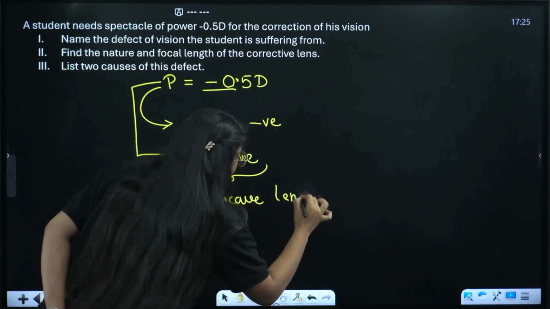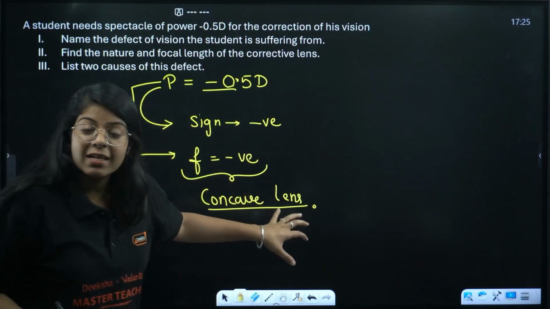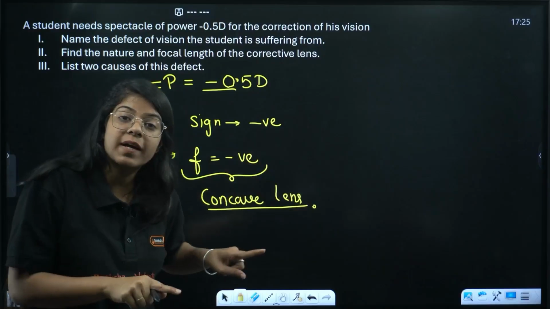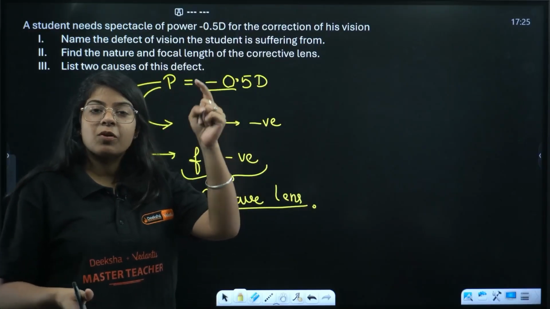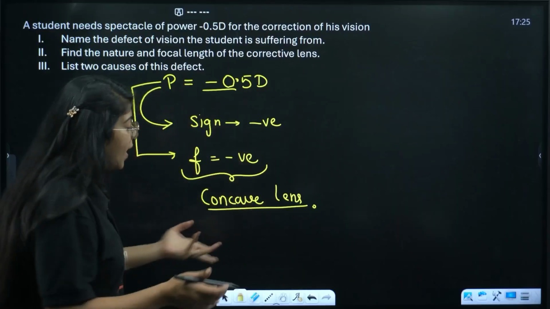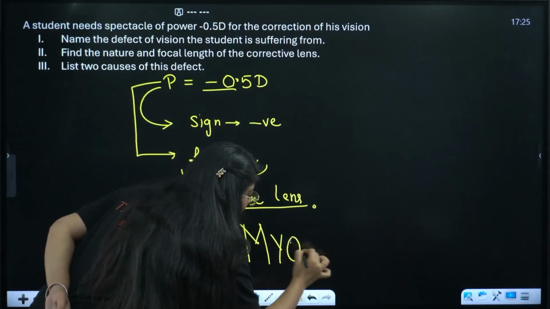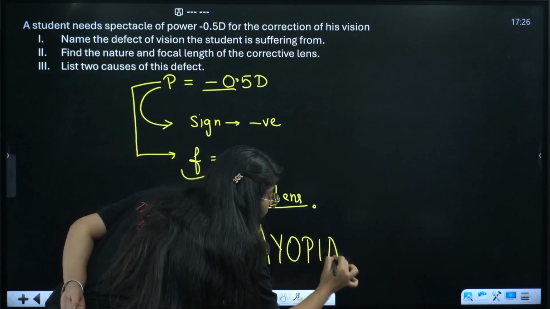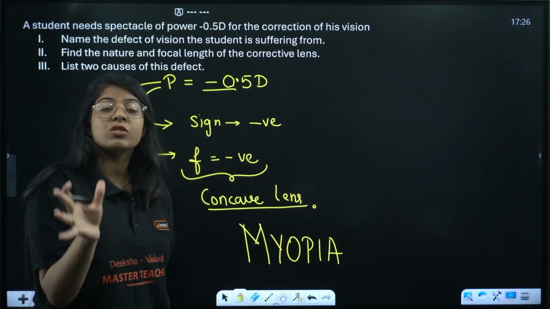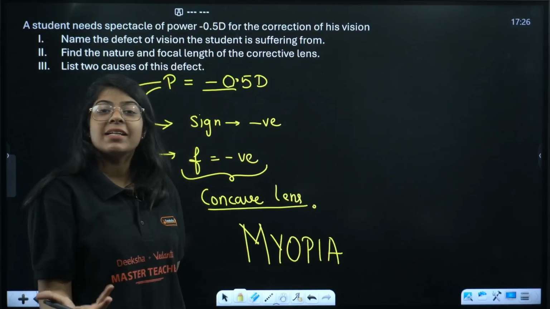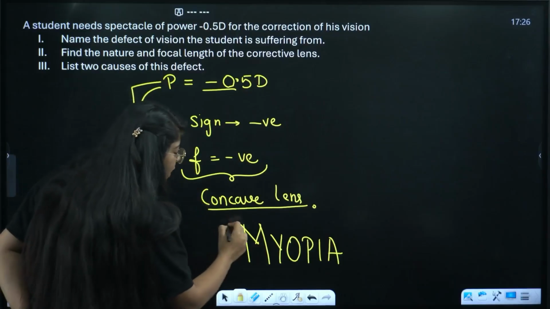Concave lens has negative focal length. Now concave lens is used to correct which defect? Myopia or hypermetropia? Concave is for myopia, right? So concave is to correct myopia, and if we are using concave lens to correct someone's vision, that means he has myopia. Done. Easy. This was easy.